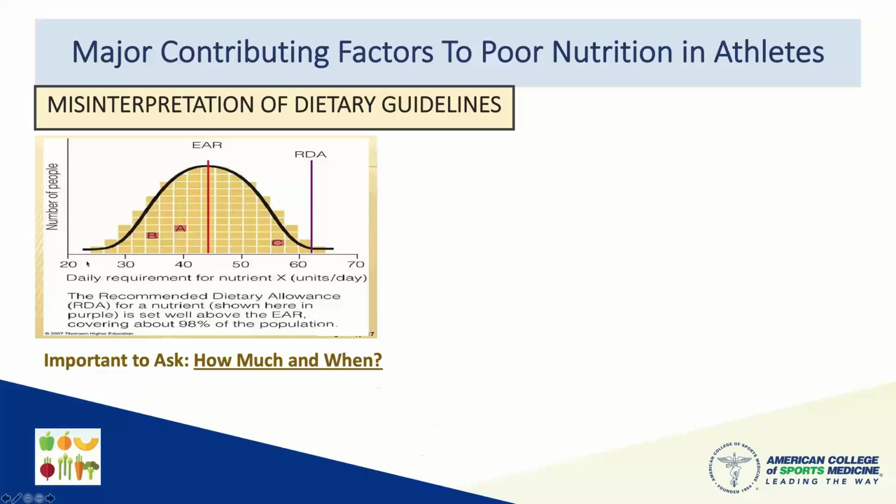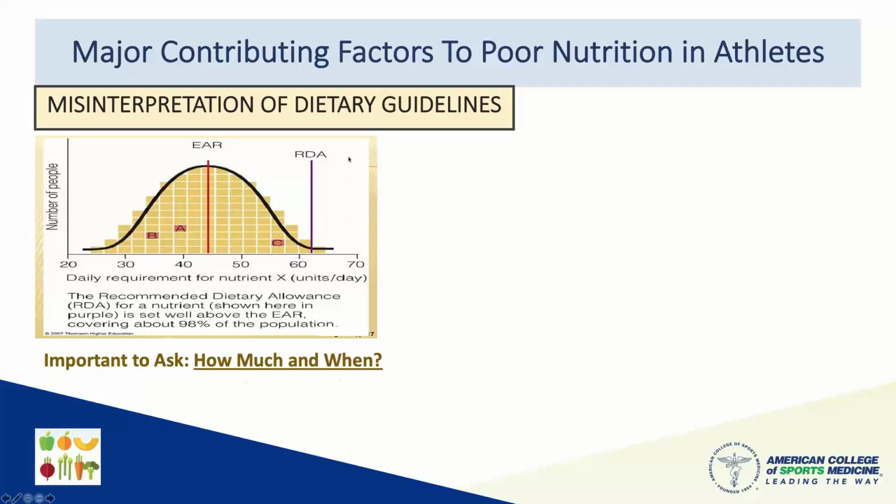If you look at the requirements for nutrients for which there is a recommended dietary allowance, the average requirement, the estimated average requirement, that's what that stands for, right? It's kind of like the 50th percentile in a normal distribution curve. Well, the recommended dietary allowance is 2 standard deviations above that. So most athletes would do just fine consuming the recommended dietary allowance. But there's a very important issue that needs to be thought about here, which is how much and when.